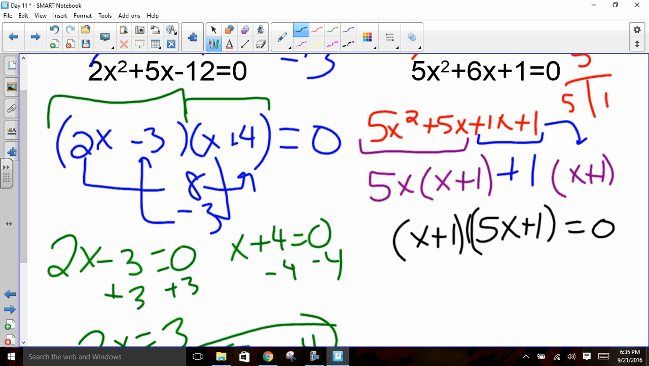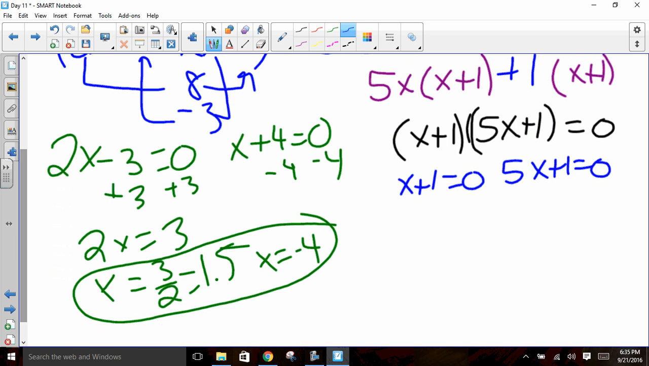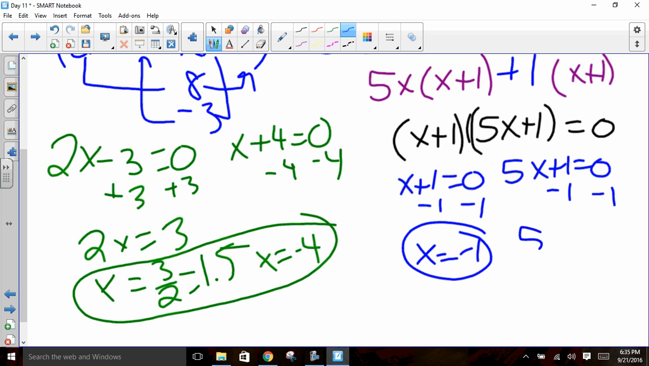So I can go ahead and stick my two sets together. Just like I did on the problem to the left, now that they're being multiplied, I can pull them apart and set them both equal to 0. Solve for x. X is equal to -1. Or x is equal to -1/5.